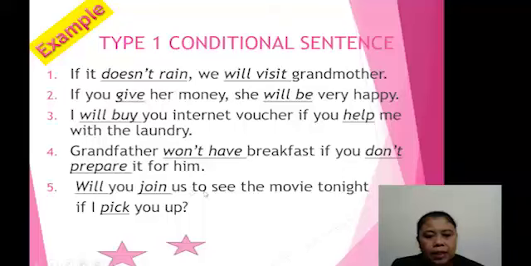The last example is question form. Will you join us to see the movie tonight if I pick you up? Will plus subject plus verb 1. Pick here is verb 1. Okay, students, English learners, these are the examples of type 1 conditional sentences. Are you ready to have exercise? Yes? Okay, let's move.